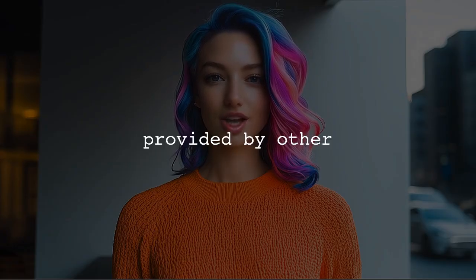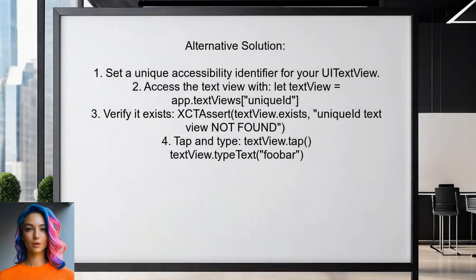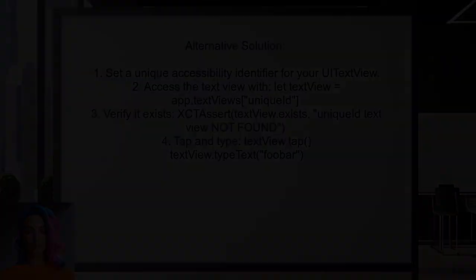Now, let's look at the answers provided by other users. An alternative approach suggests setting a unique accessibility identifier for your UI text view. First, you would access the text view using that identifier. Then you can check if it exists, tap on it, and type your desired text.